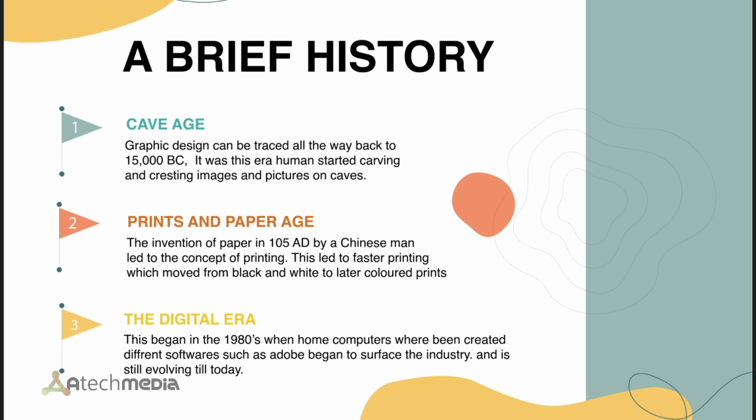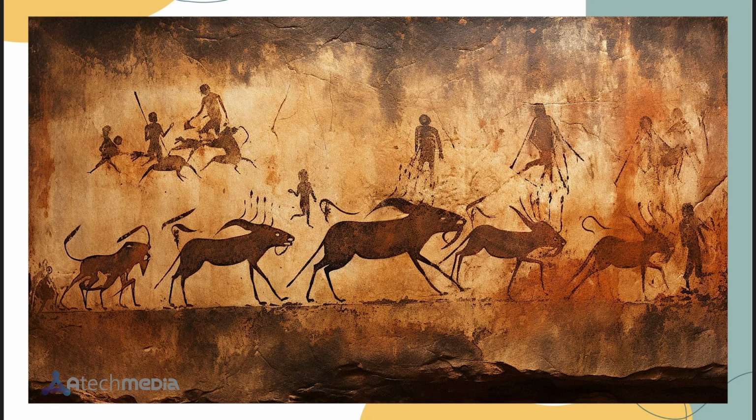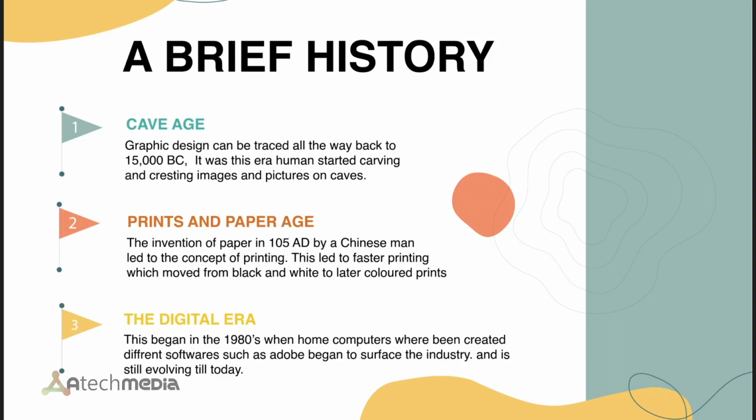So I divide it into like 3 levels. The first one is the cave age. Back in 15,000 BC, it was the era where humans used to draw on caves. They used to draw on rocks. You know how these caves are, so they used to draw on them. Sometimes they would draw animalistic images, sometimes some kind of symbols and things like that. So those were the first times people began to illustrate things by drawing.